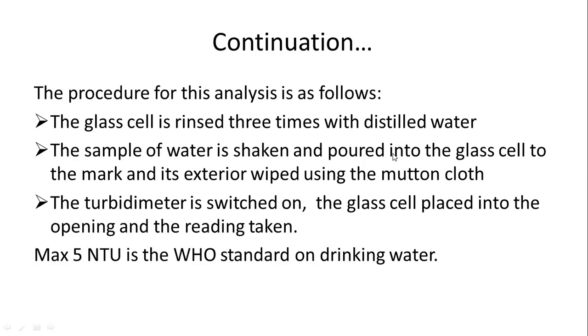the mark. So the glass cell has a mark. Mostly it usually goes to around 10 ml. So you fill water to that mark, and then you wipe its exterior using a Martin cloth. The cloth I just described could be cotton, could be whatever fabric that absorbs water well. And then you put the glass cell with the water sample into the turbidimeter, switch it on, and then take the reading. Who recommends a maximum of 5 for drinking water?